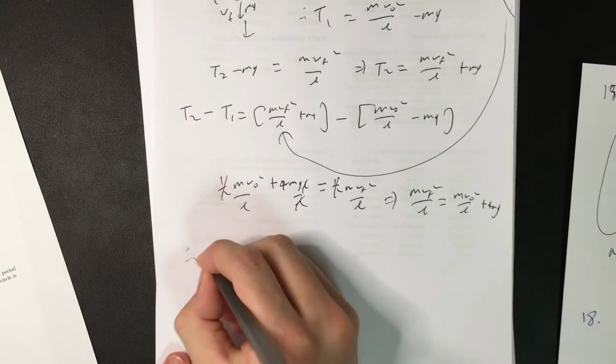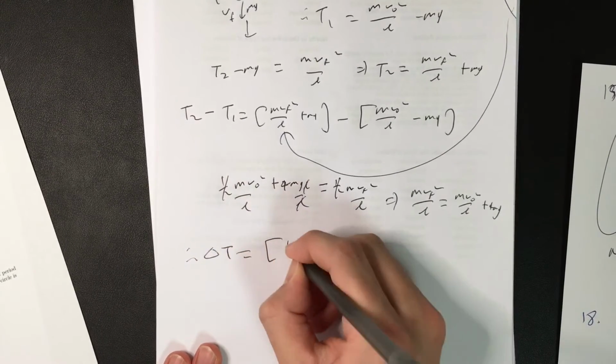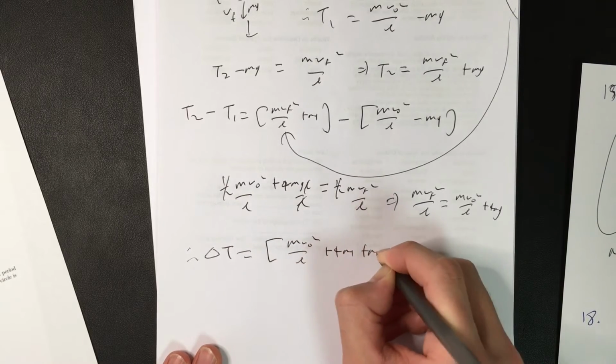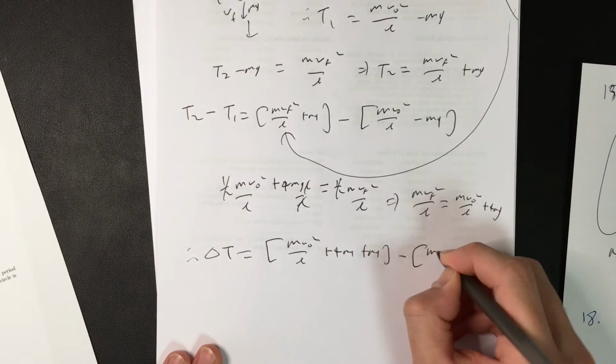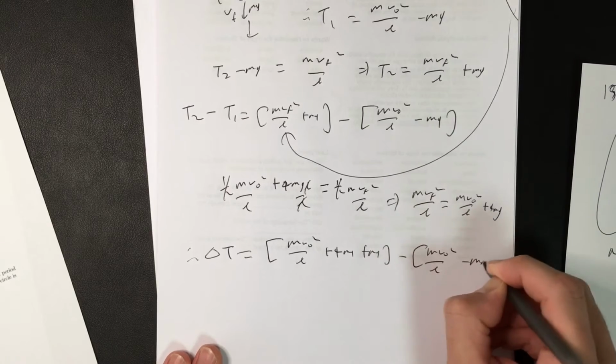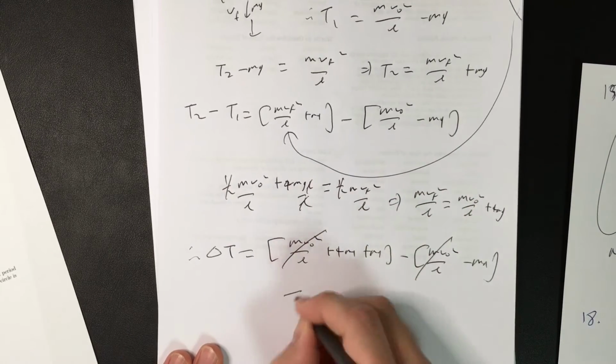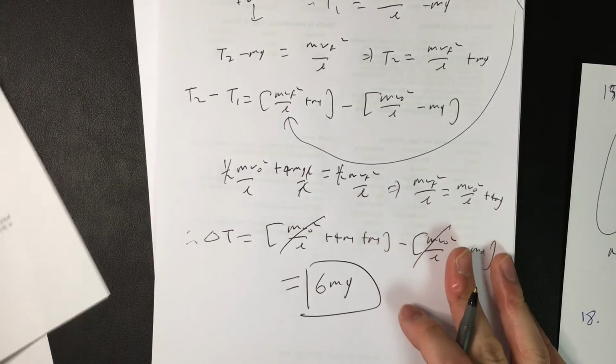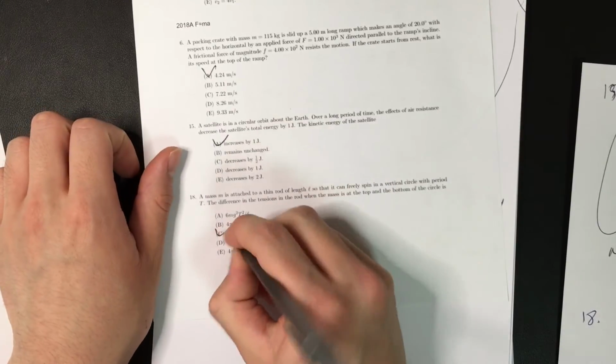So therefore, the difference in tension is going to be mv naught squared over L plus 4 mg plus mg, subtracted by mv naught squared over L minus mg. And this term would cancel out, and this would become 6 mg, which from the answers is C.